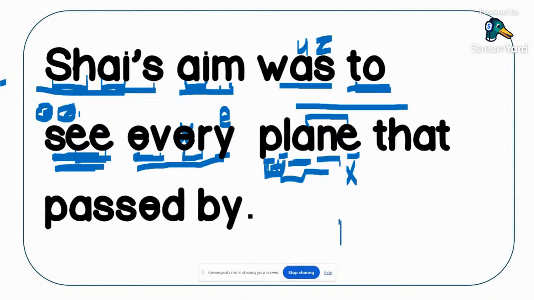Plane. Just a while ago, we did plain with P-L-A-I-N. And now we are seeing a word that says plane that spells with A-N-E. Remember, this plain, the one with the A-I-N, this is like a flat piece of land or a land feature. Or it can be when something does not have any pattern on it. And this one is like the plane in the sky. So this one here, this is like the plane up in the sky. Plane.